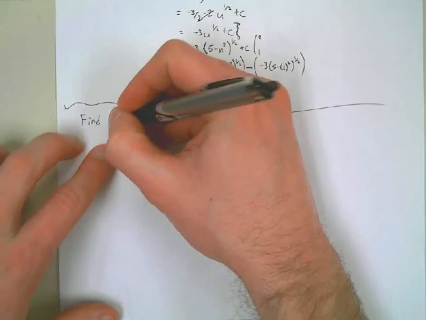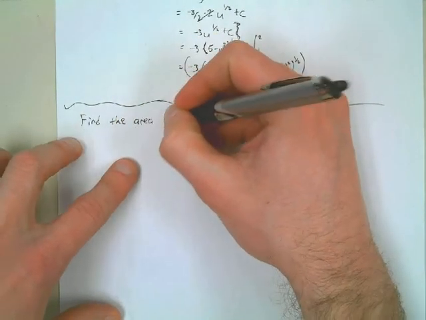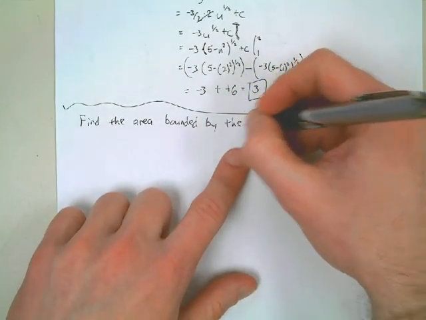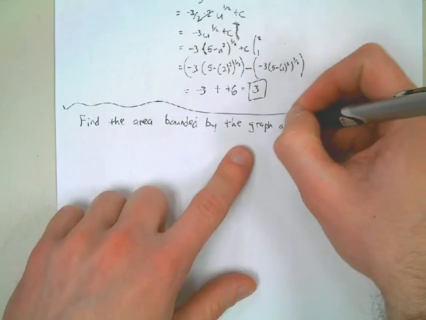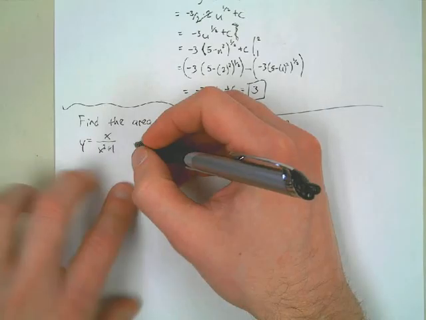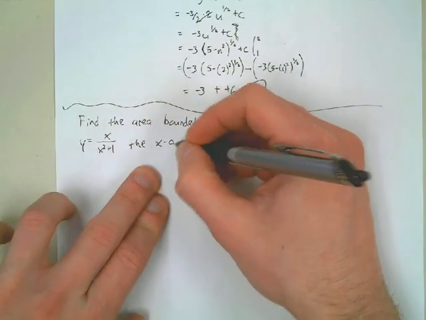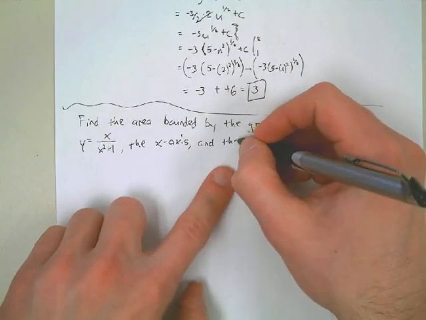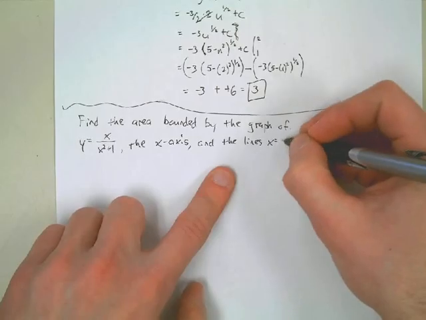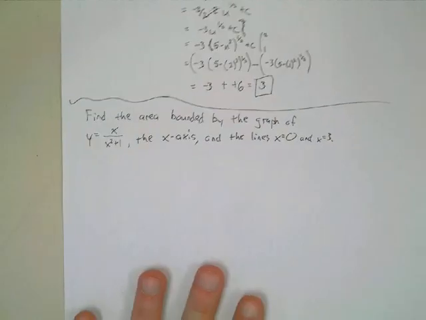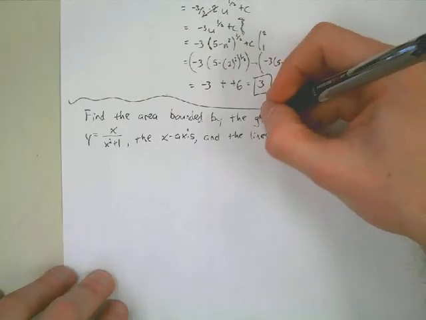Find the area bounded by the graph of y equals x over x squared plus 1, the x-axis, and the lines x equals 0 and x equals 3. So from 0 to 3. Okay. So go ahead, give that a shot.